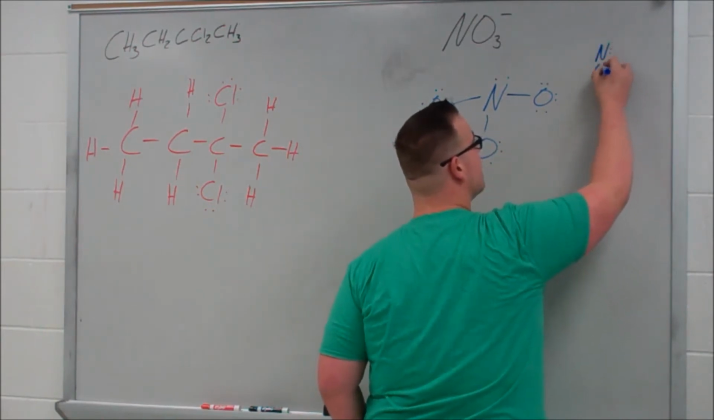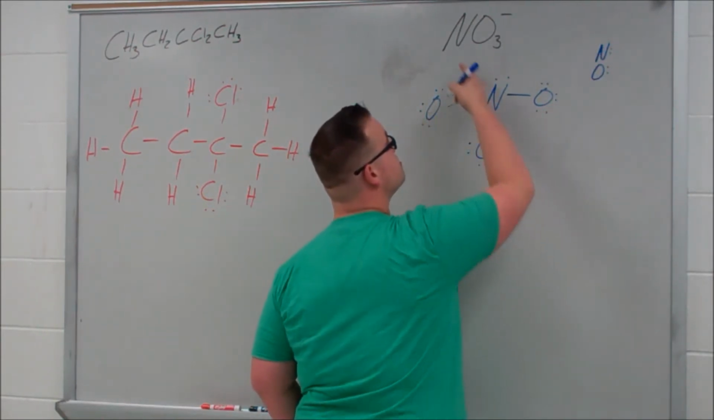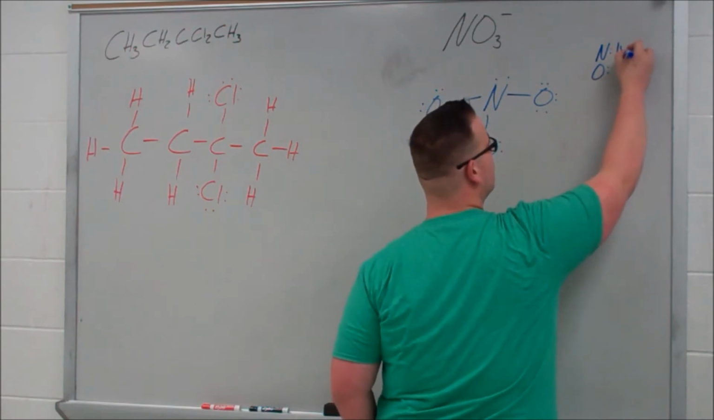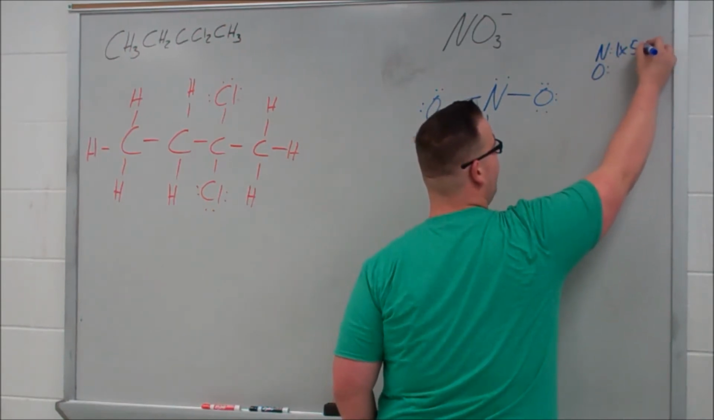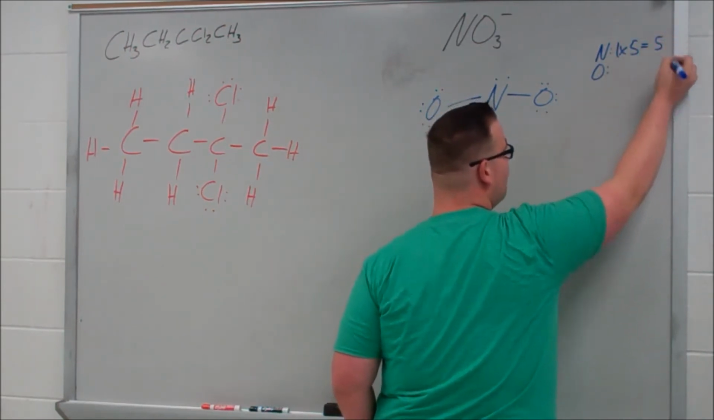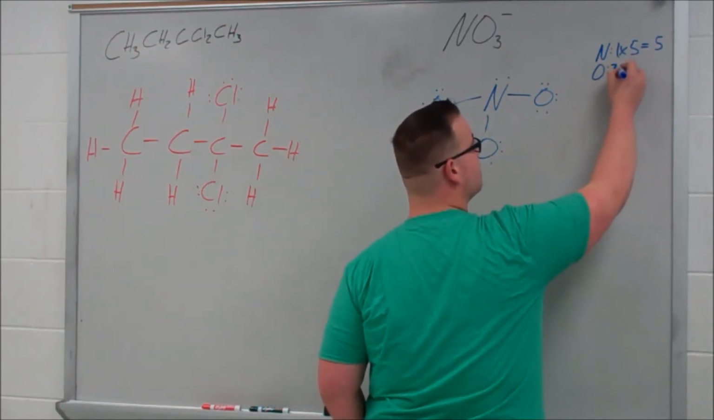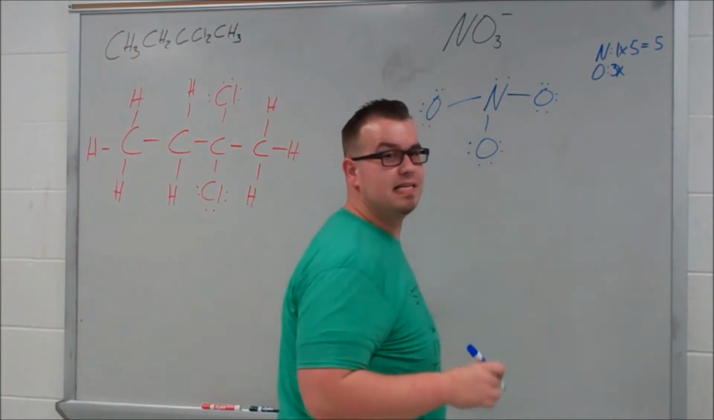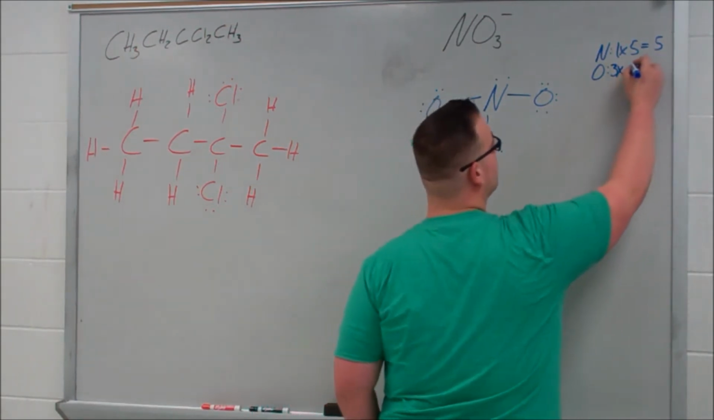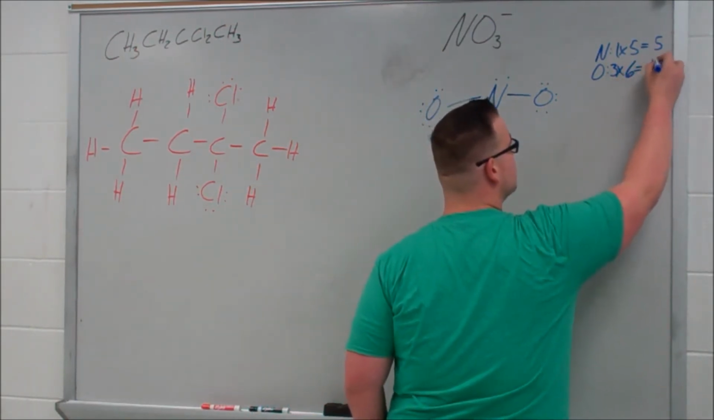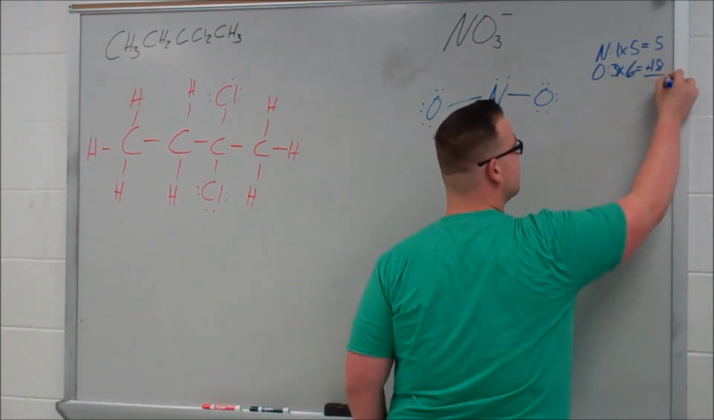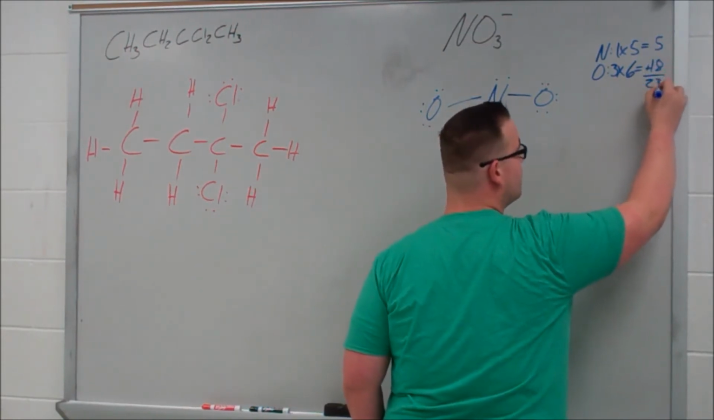I got nitrogen and oxygen. We'll start with nitrogen. I have 1 nitrogen, and for every nitrogen I get 5 valence electrons. So 1 times 5 is 5. And oxygen, I have 3 oxygens, but for every oxygen I get 6 valence electrons. Okay, so that's 18. I add that together, that gives me 23.